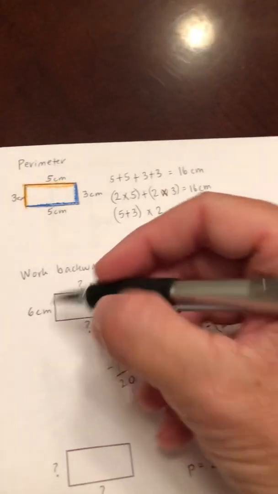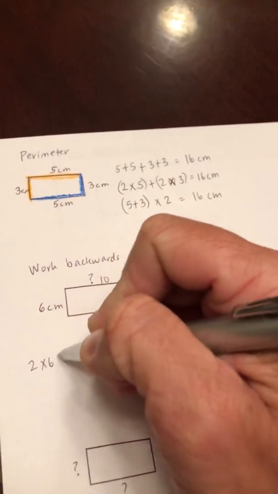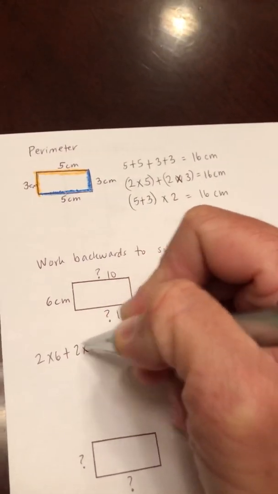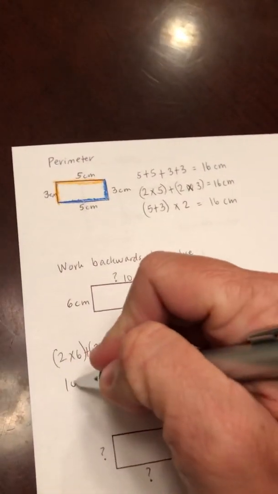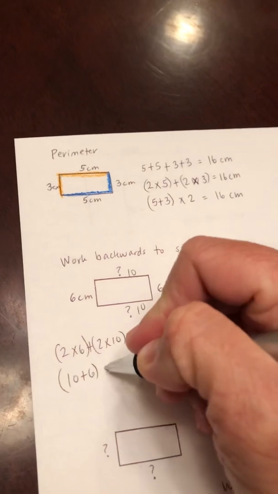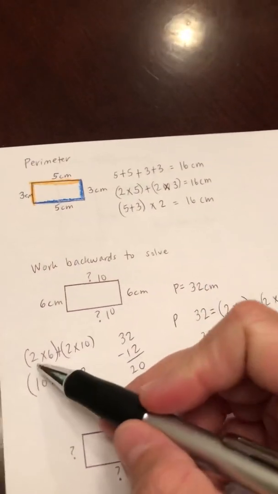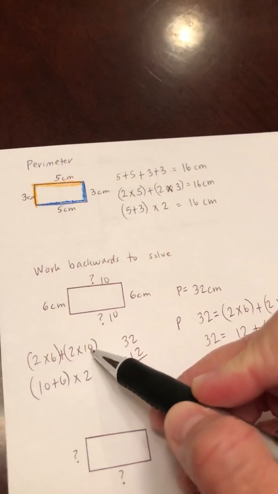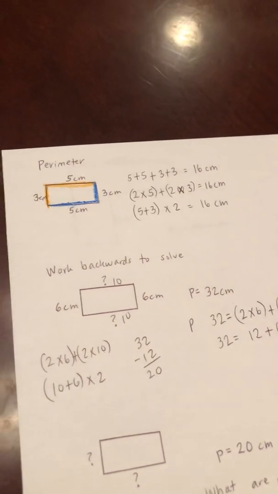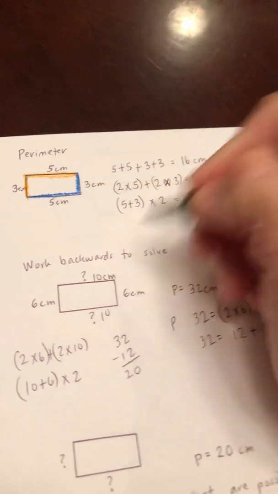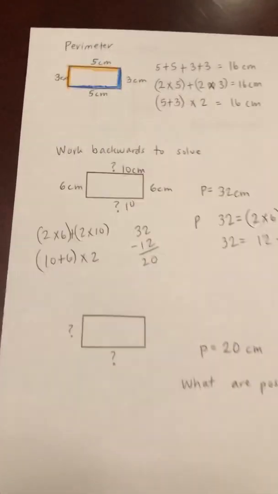And then I can check that by saying 2 times 6 plus 2 times 10, or 10 plus 6, and then doubled. So 12 and 20 is 32, or 16 times 2 is 32. So the correct answer here is 10 centimeters would be my unknown length.